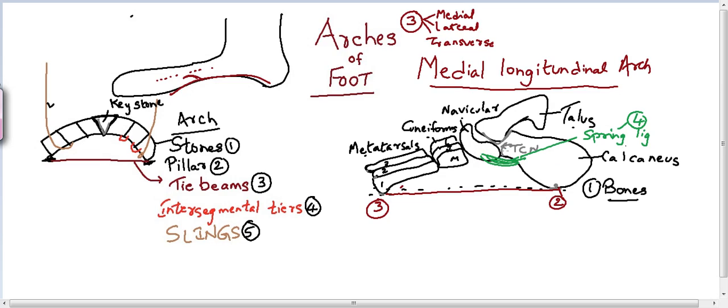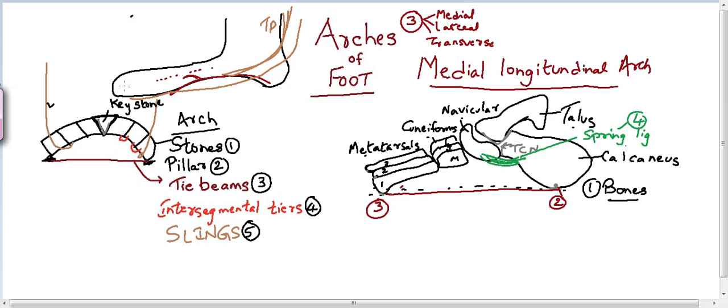Okay, I hope you are staying with me. So the next one, the last one, is slings. So what are the slings? Slings are nothing but the muscles. The muscle coming from behind is tibialis posterior, the first muscle here acting like a sling for the medial longitudinal arch. I'll just show in this area so that there is no confusion. Tibialis posterior.